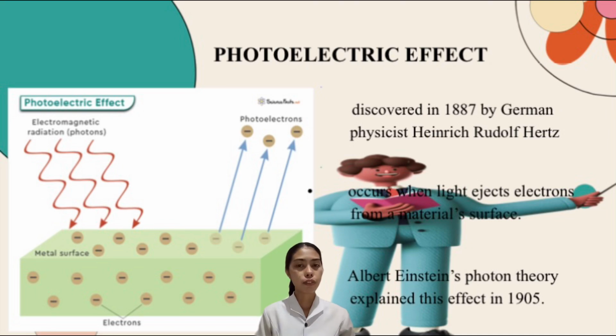When a metal surface is exposed to a monochromatic electromagnetic wave with a short wavelength or high frequency, it absorbs the radiation and emits electrons from the surface. This was discovered in 1887 by a German physicist, Heinrich Rudolf Hertz. Later on, Albert Einstein's photon theory explained this effect in 1905.